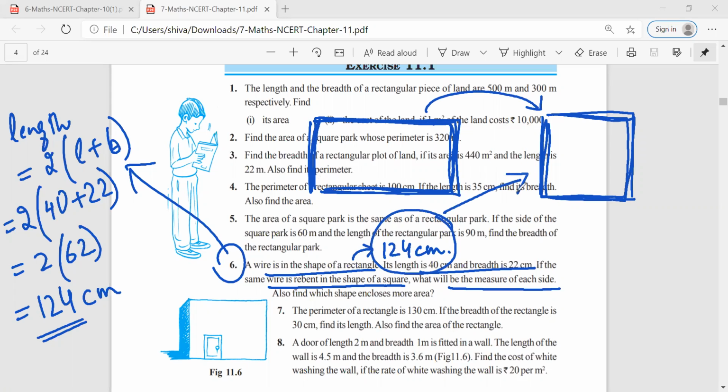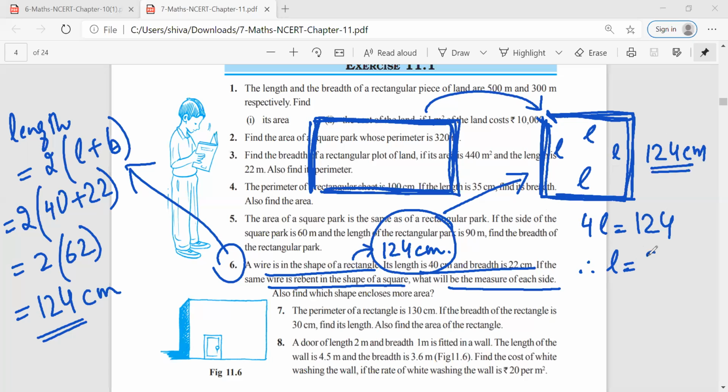So will it be 31.25 centimeter? Sir, see, have you understood that the length of this wire would be equal to 124 centimeter? Yes, sir. And then let us calculate: if the side of this square is L, then 4L would be equal to 124. Therefore, L is equal to 31 centimeter. Any doubt? No, sir.